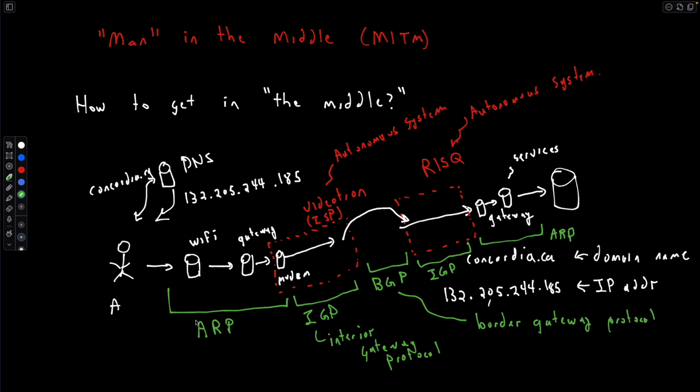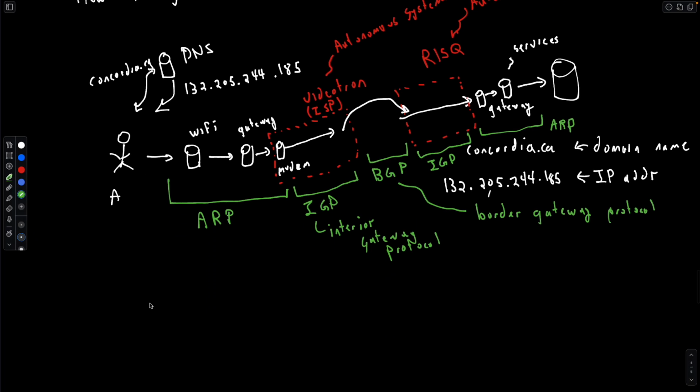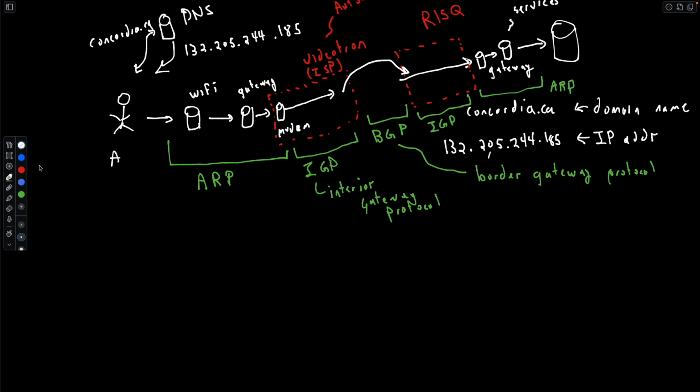So you have ARP, you have IGP, you have BGP, IGP, and then you go back to ARP. If I want to get in the middle, I can try to attack more or less any one of these protocols, and I may have more or less success depending on which part I attack. So let's go back to being in the middle.